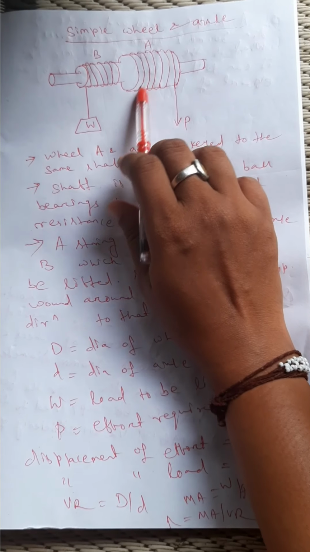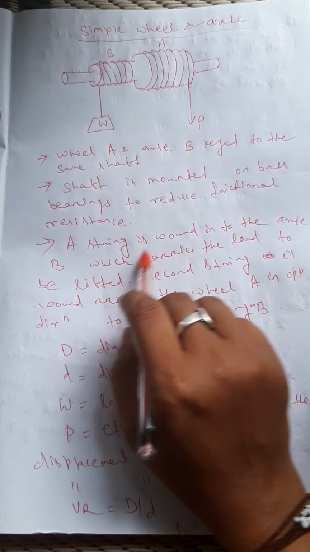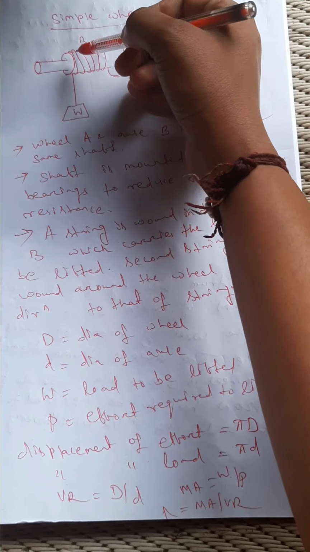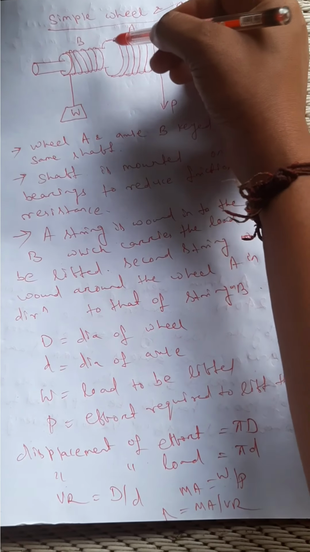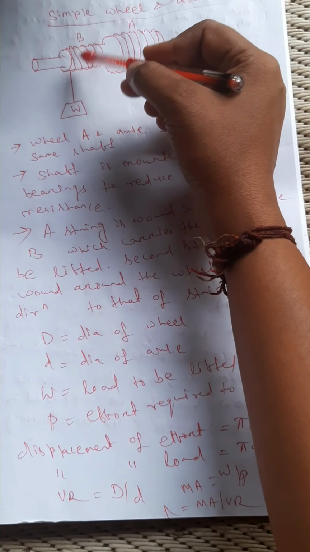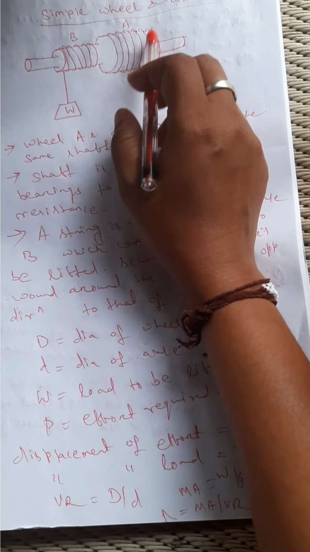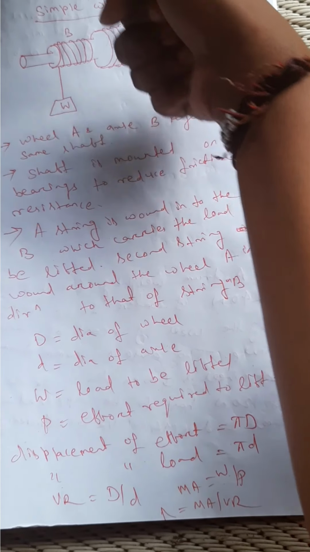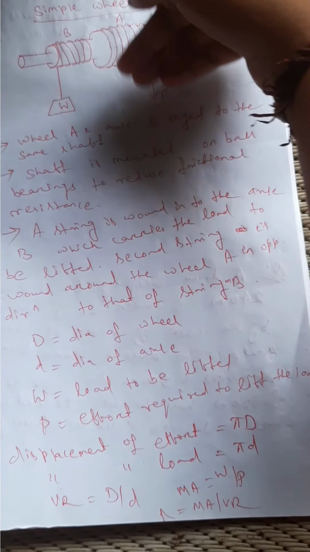In this diagram you can see a string is attached to the wheel A. A string is wound around the axle B, which is used to lift the load W, and in the wheel the string is attached in the opposite direction to the string in the axle. So here at this end we try to apply some effort. If we apply some effort at this end, this will rotate.